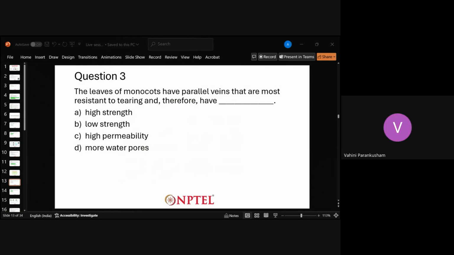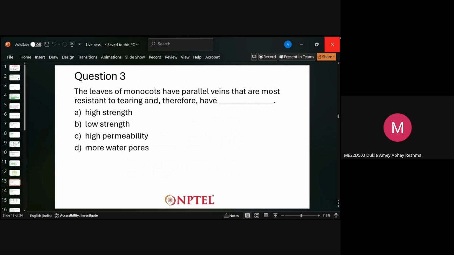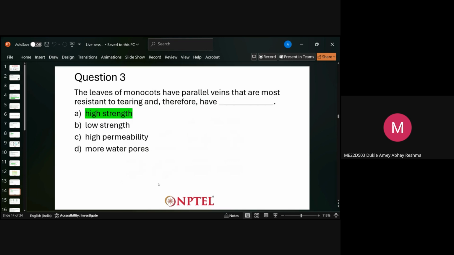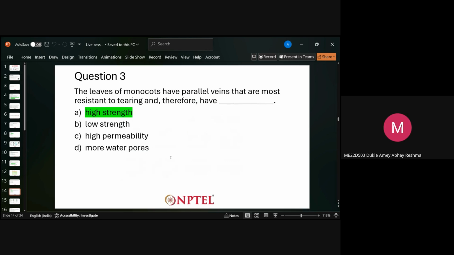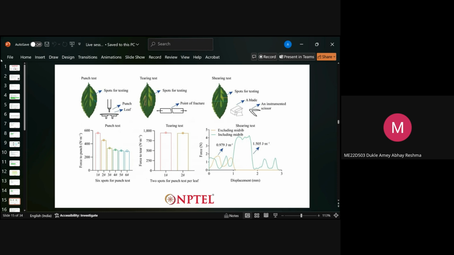High permeability. No, here they have given they are resistant to tearing. So when they are resistant to tearing, what will be the output? So it will basically have high strength, right? Yeah, the high strength, right? Yeah, so this is how the testing is done.